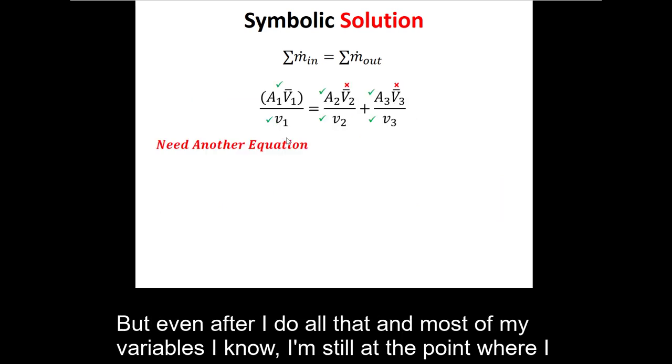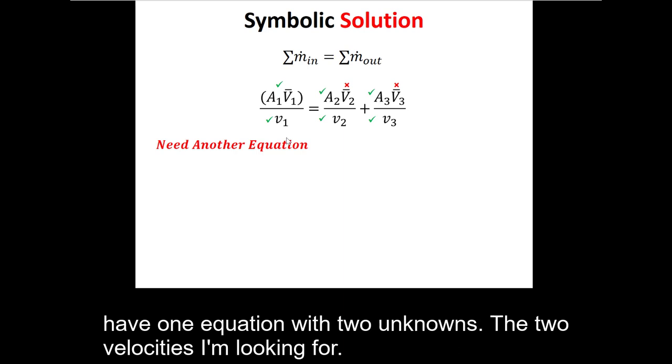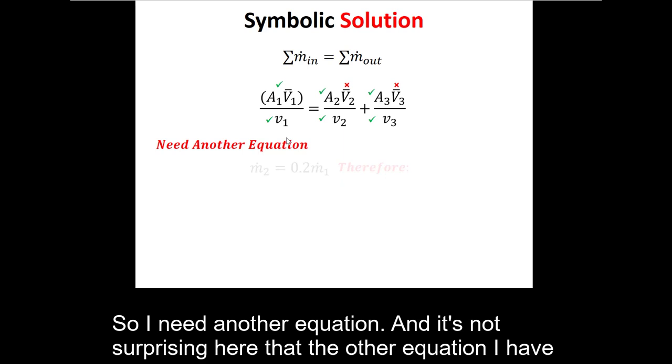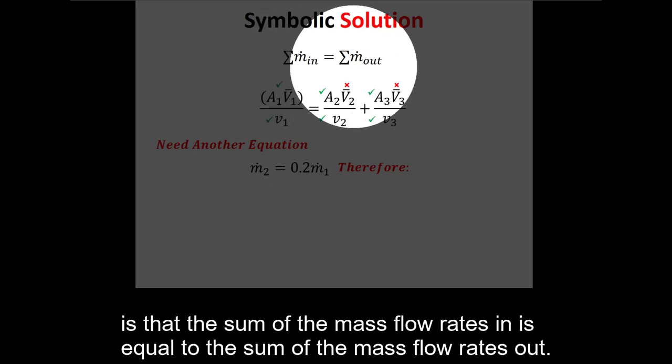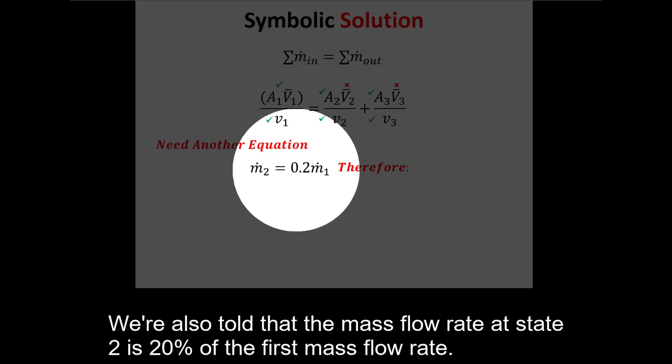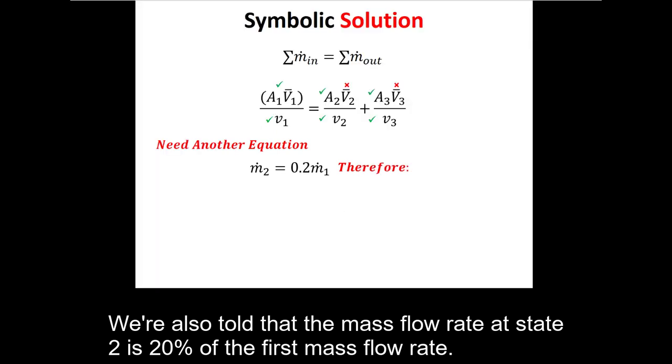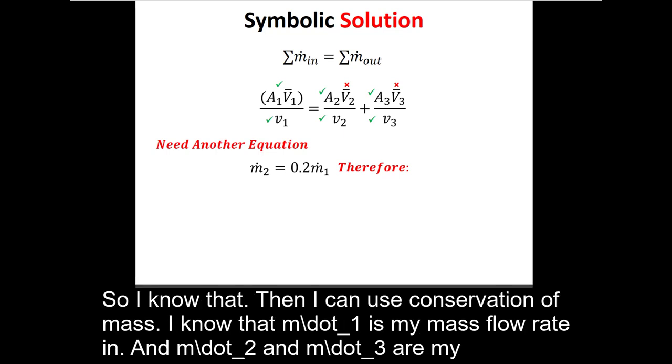But even after I do all that, and most of my variables I know, I'm still at the point where I have one equation with 2 unknowns, the 2 velocities I'm looking for. So I need another equation. And it's not surprising here that the other equation I have is that the sum of the mass flow rates in is equal to the sum of the mass flow rates out. We're also told that the mass flow rate at state 2 is 20% of the first mass flow rate. So I know that. Then I can use conservation of mass.